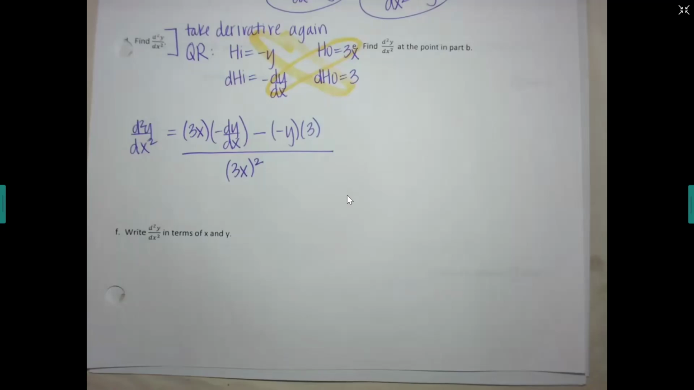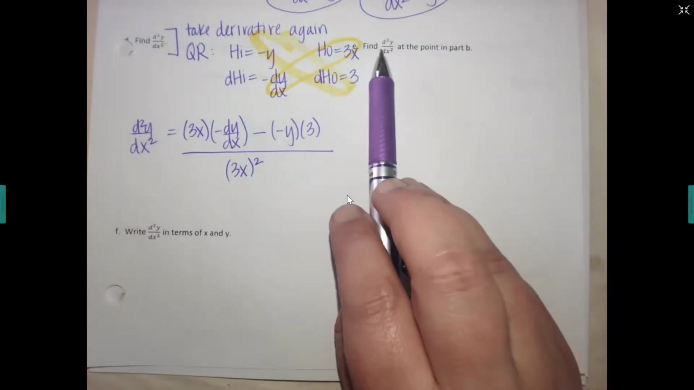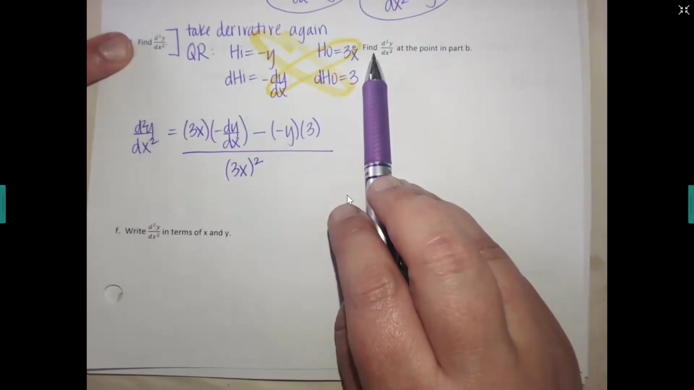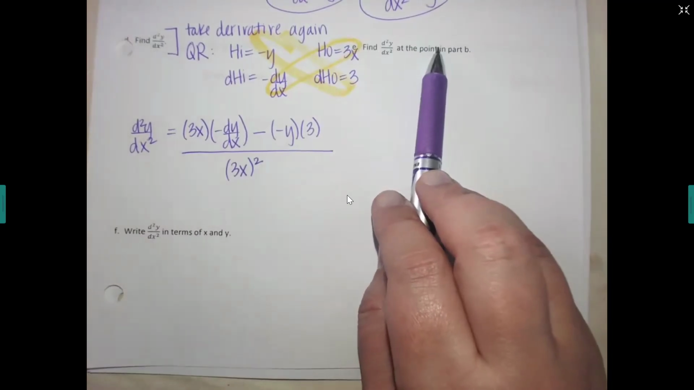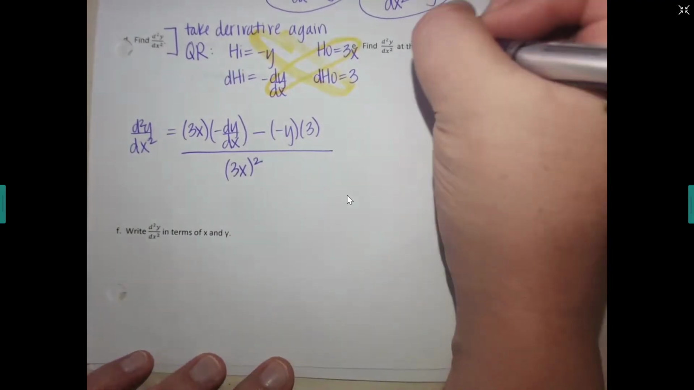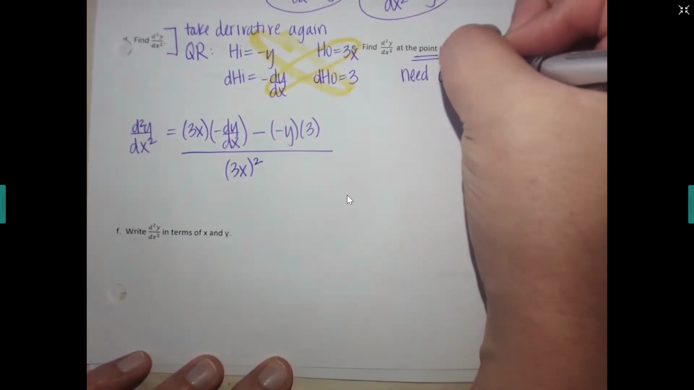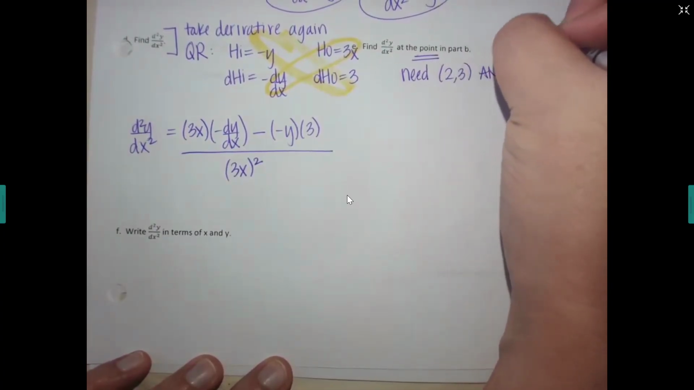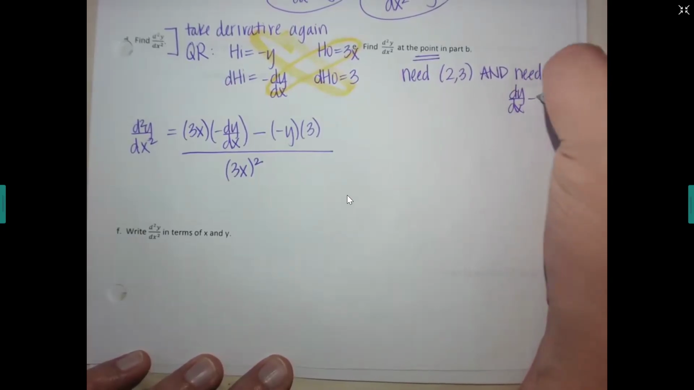Okay. From here, your homework is going to ask you to take this second derivative and plug in your 2, 3. So if you look right here, it says to find the second derivative, we did it. Now we're gonna do it at that point. So there's a crucial step that you have to recognize before you plug in. When I plug in, I need two things. I need the x and the y, 2, 3, and I need to know what dy dx is at that number.